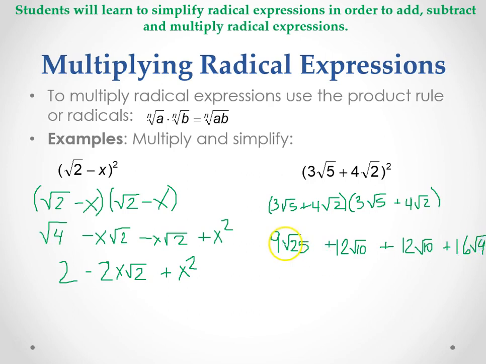Well, the square root of 25 is 5. 5 times 9 is 45. 12 square roots of 10 and 12 square roots of 10 is 24 square roots of 10. And the square root of 4 is 2, and 2 times 16 is 32. So when we combine like terms, we got 77 plus 24 square roots of 10.